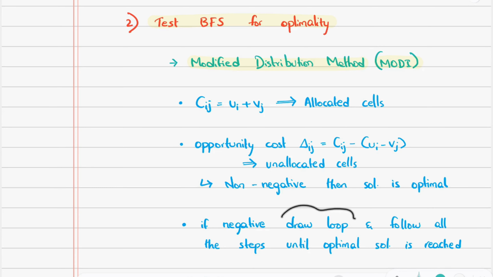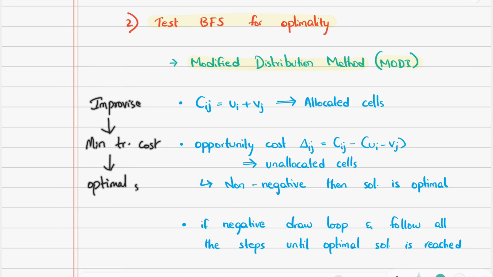This basically means after drawing the loop and reallocation, you are going to follow all these steps over and over again until you reach the optimal solution. You are trying to improve the solution and reach a point of minimum transportation cost, and you are going to call it an optimal solution. This is simply the procedure. And when you are drawing a loop, there are some things that you need to understand, which we will completely get, by the way, when we are trying to solve the problem.